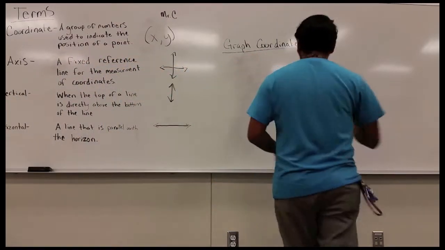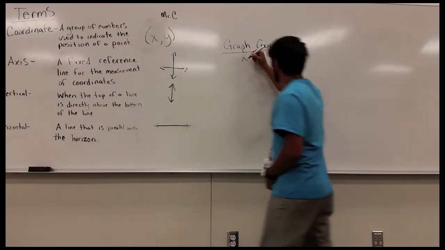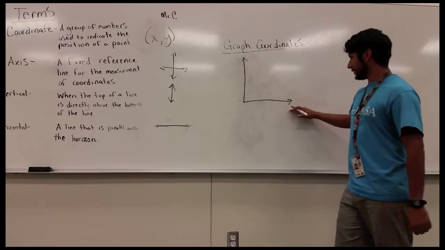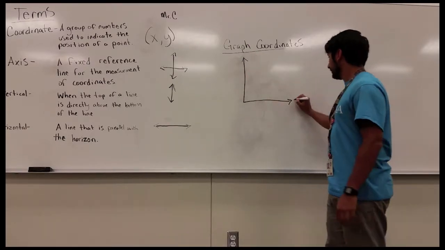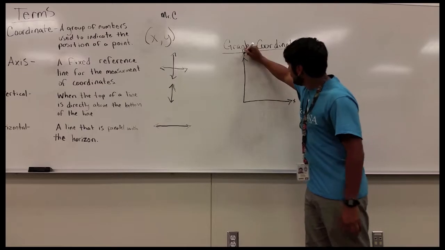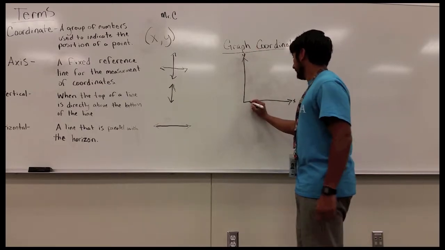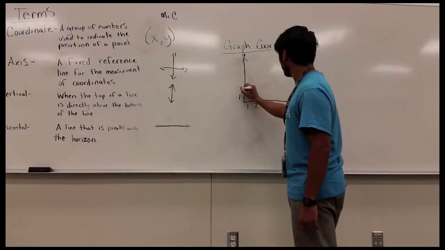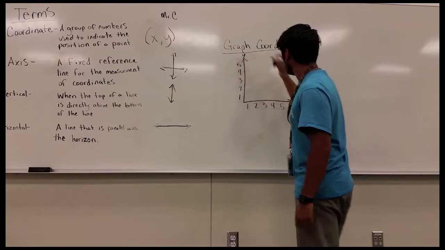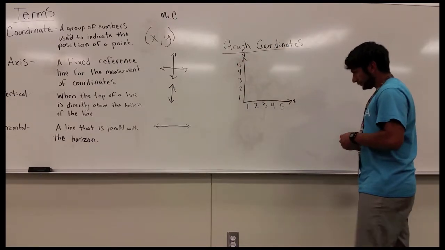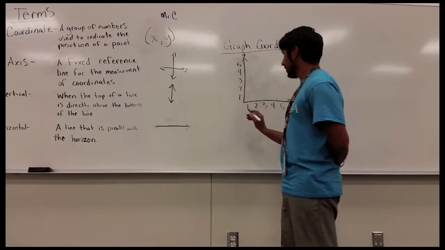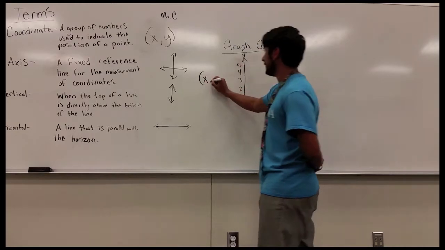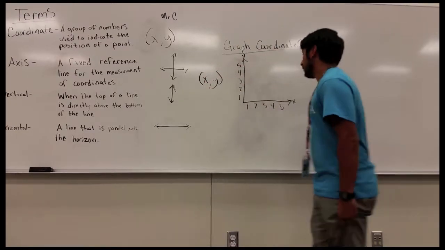Okay, so the first thing that we need to do is draw our graph. The graph consists of a y-axis and an x-axis. The x-axis is horizontal and the y-axis is vertical. We'll label them like this. Okay? And we will put 5 numbers on it. Now the first thing we do when we look at coordinates is we always read them left to right. And so we are going to read them x first, and then we will read them y second.